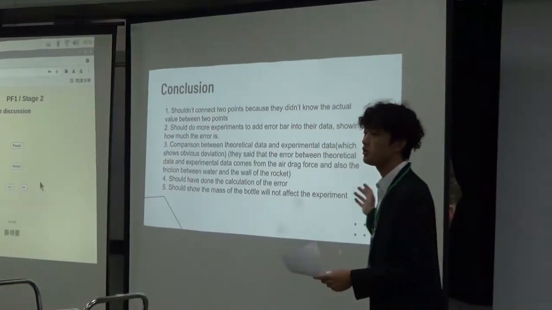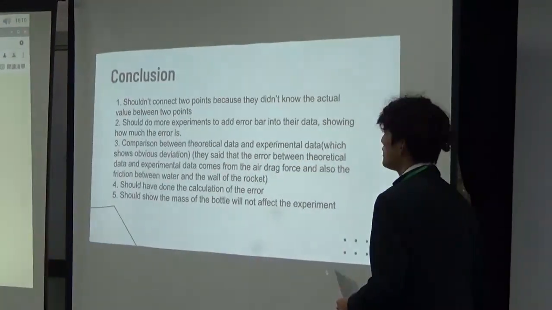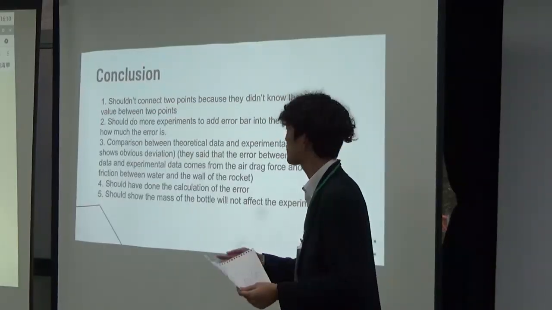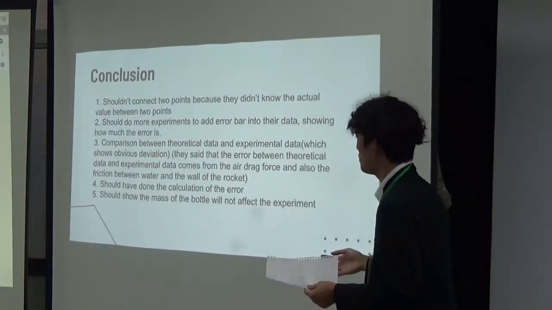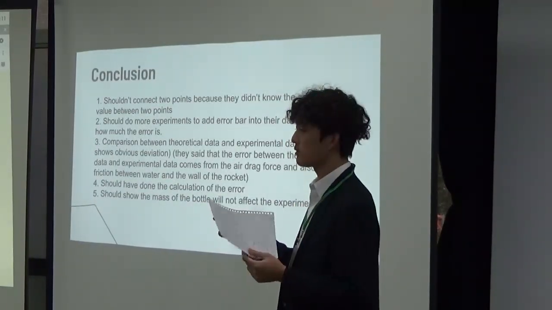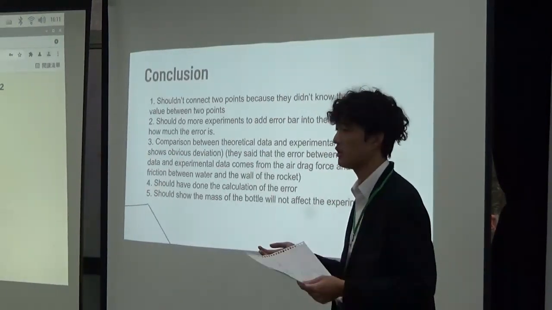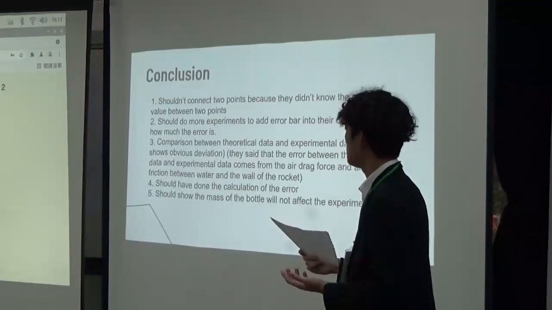Okay, this is a conclusion for the discussion between the referrer and opponent. So first, I talked about the graph. They shouldn't connect 2 points between the experiment data because they don't know the actual value between the 2 points and they didn't do experiments. Also, they did the experiment only one time and didn't add an error bar or show any error. I think they need to add an error bar and do the experiment more times.